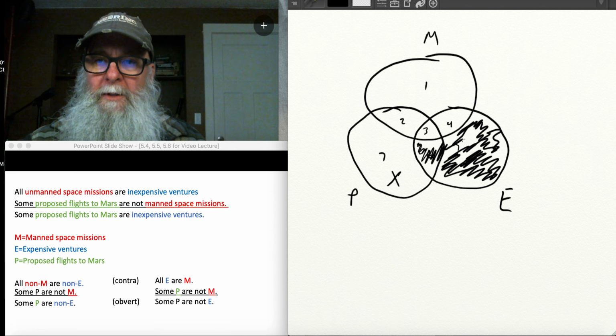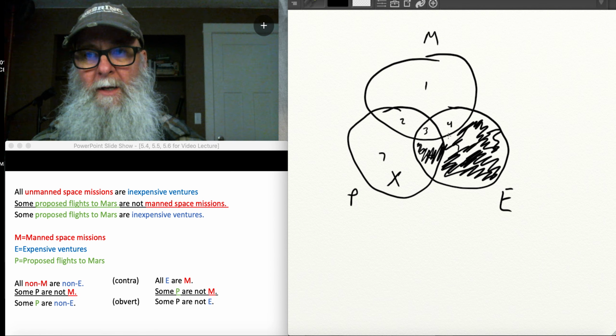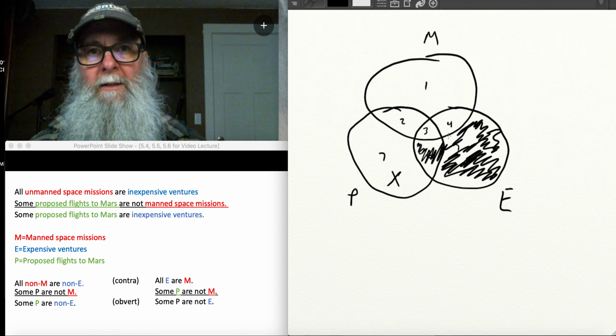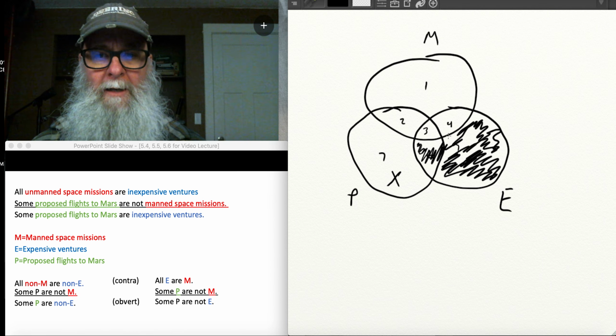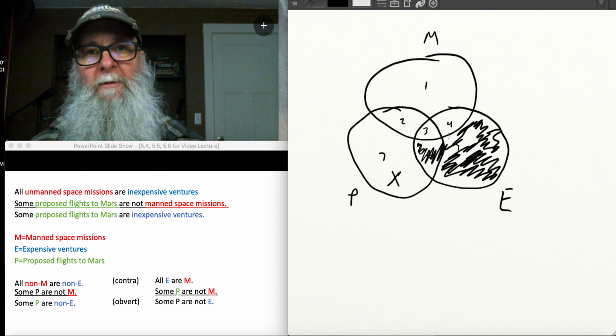Some P are not M. There's a P that's not an M. And so now I set my pen down, and to determine whether or not this is valid, I look to see if I see the conclusion represented here in this Venn diagram, that some P's are not E's. And I do. So now I've proved it valid two ways.